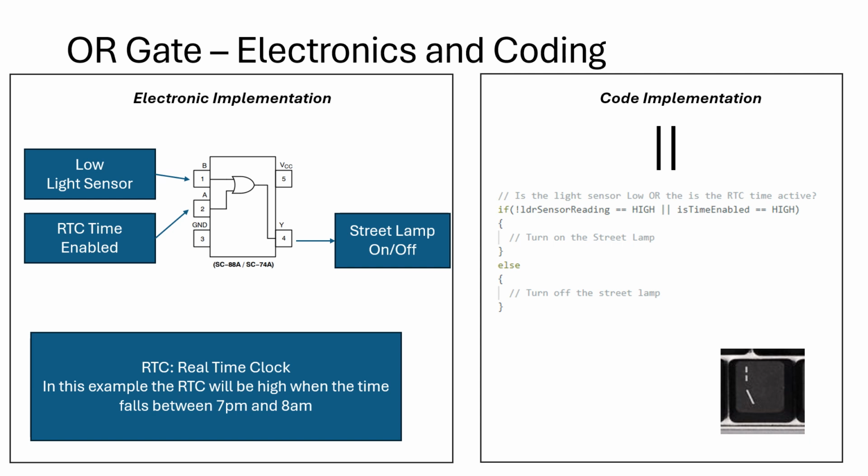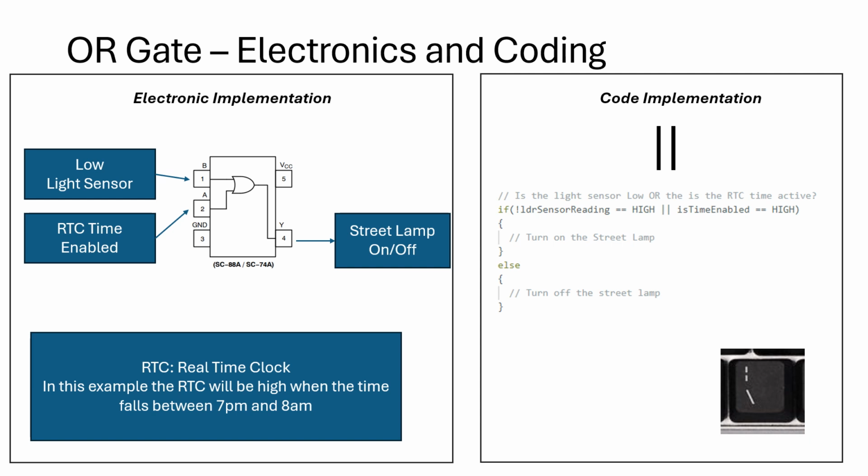Let's say the storm passes over, it's summer, the sun comes back out. It's 8 p.m. in summer, light is high, so the low light sensor is going to detect a low signal. The RTC, however, is still high because it's beyond 7 p.m. So is A or B high? Yes, A is high, so the street lamp stays on. So by simply swapping out that AND gate for the OR gate, we change the logic of that street lamp.